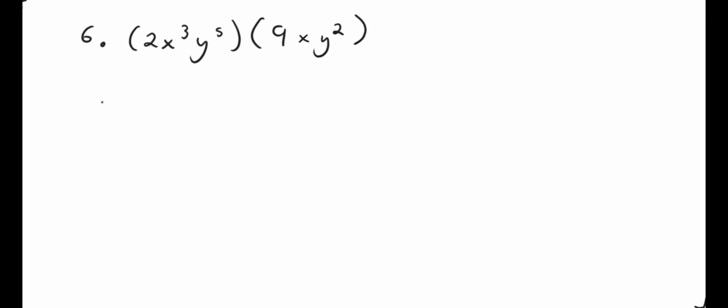The first thing we gotta do, remember, we gotta separate it. So we got 3 things from here that we can separate. We got our wonderful numbers here, the 2 and the 9. Then we got the x cubed, x to the power of 3, and then x. And then we got y squared and then y to the power of 5.